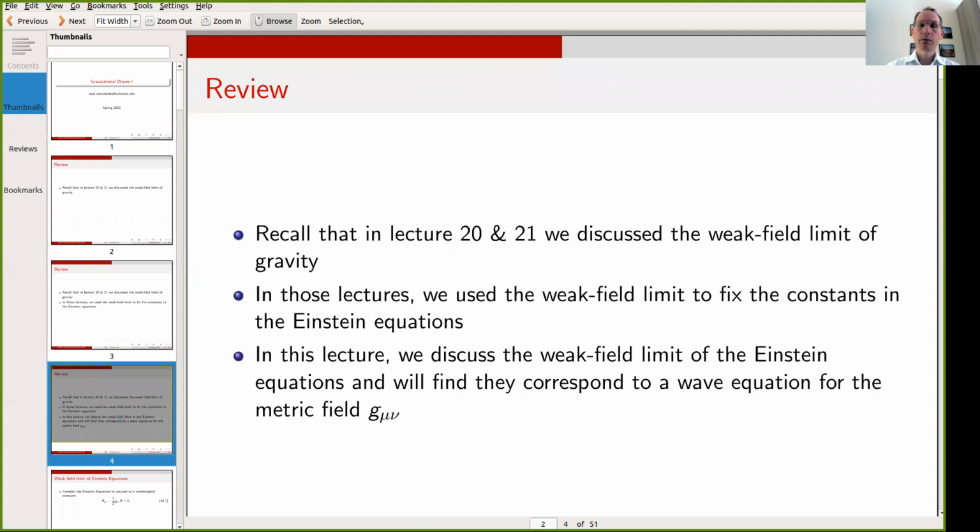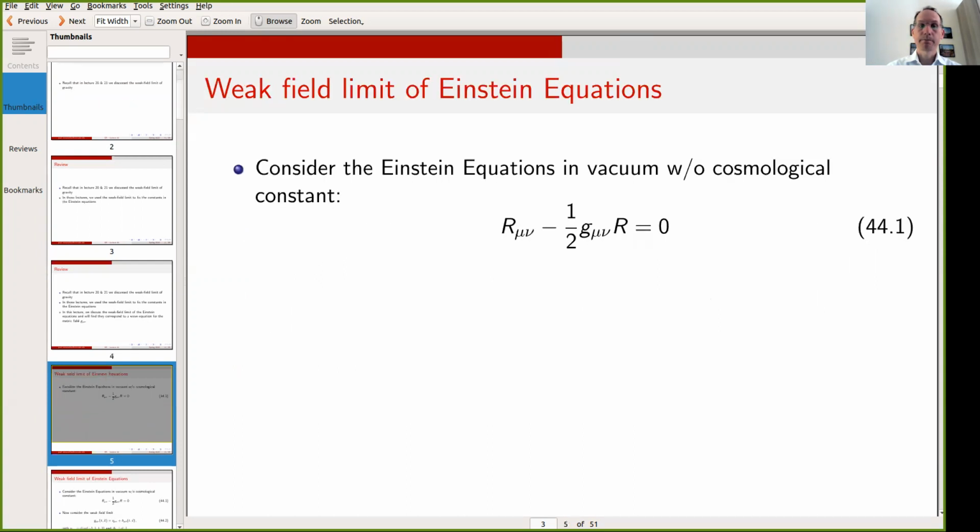In this lecture now, we want to use the weak field limit for a different purpose, which is that we want to look for a wave equation for the metric field g mu nu and discuss basically waves in gravity, or gravitational waves. One of the objectives of this lecture will be to calculate the speed of propagation of gravitational waves. To get started, recall that the Einstein equations are given here in equation 44.1.